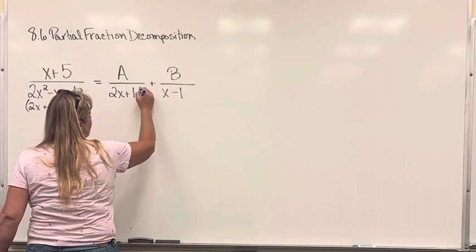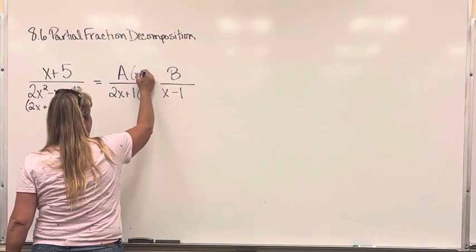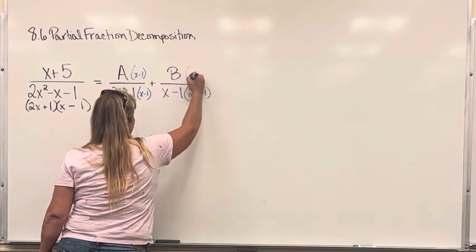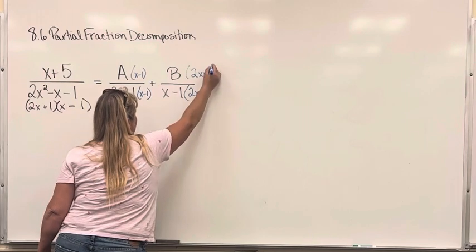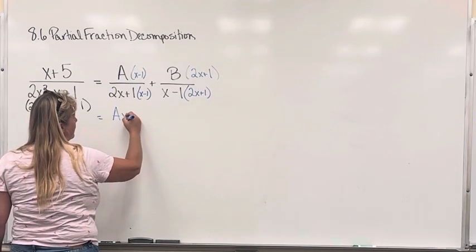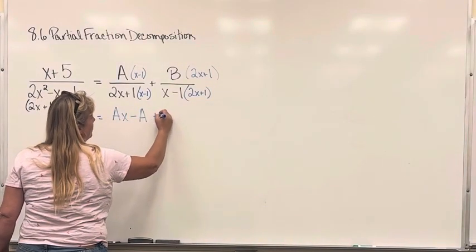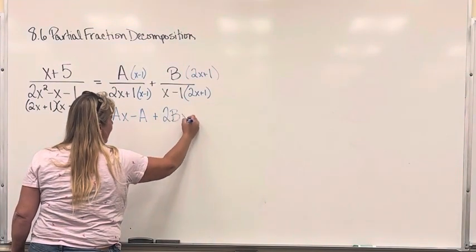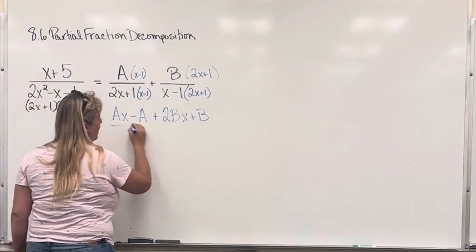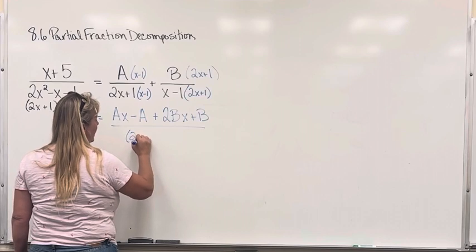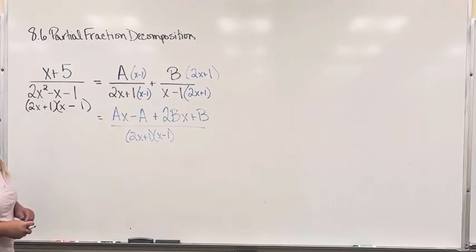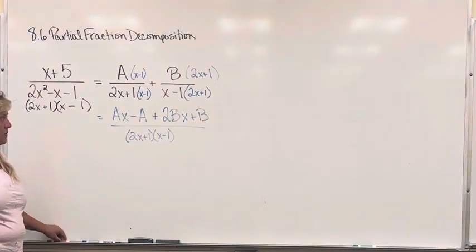So we would multiply this guy by an x minus 1, which means this gets an x minus 1. And we would multiply this guy by a 2x plus 1, which means this guy gets a 2x plus 1. Okay, so what we've got now is ax minus a plus 2bx plus b. Everybody agree? And on the bottom, we would have our 2x plus 1 and our x minus 1. And I don't know why I went to blue and then didn't come back. But anyway, okay. So this is what we look for.